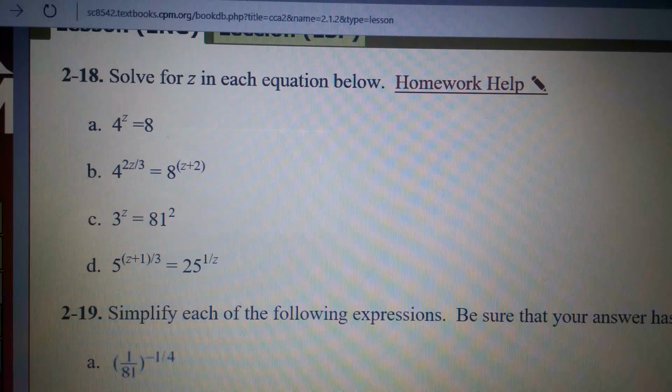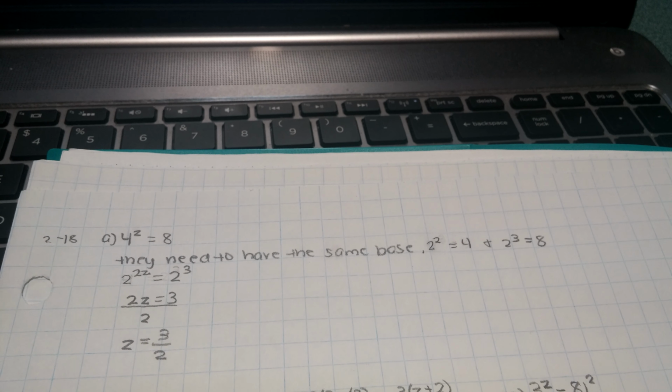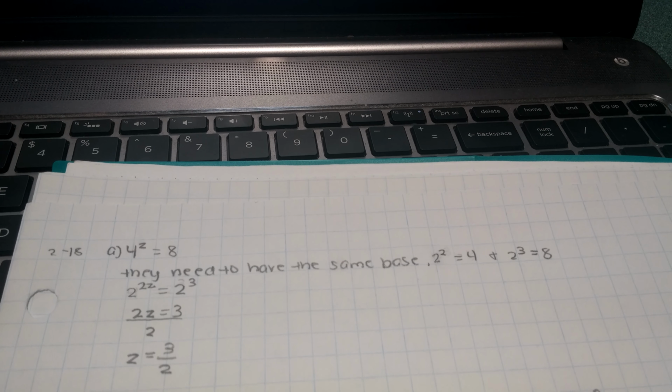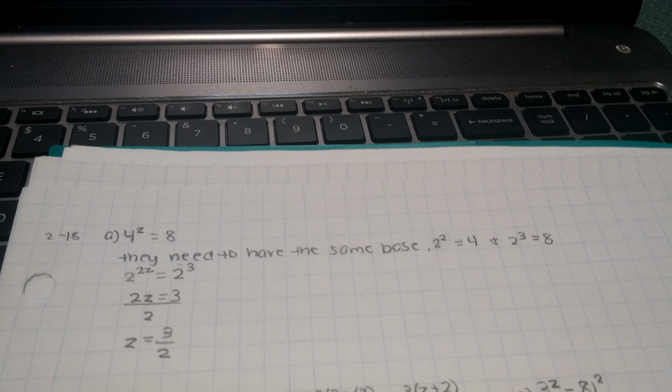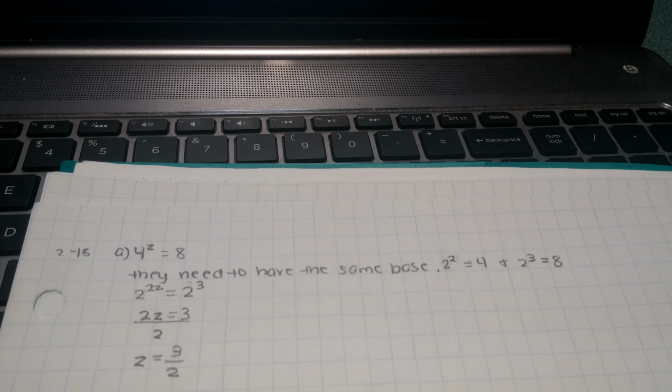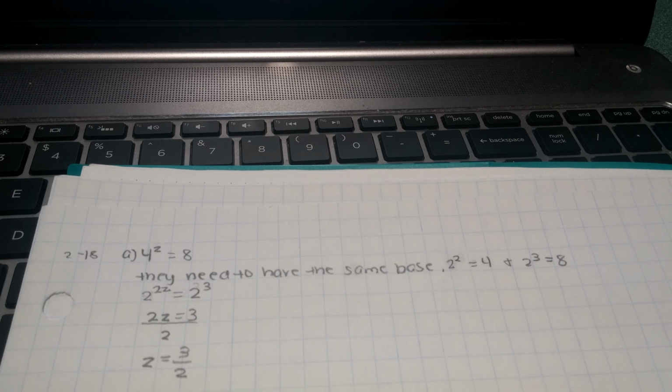218 says to solve for z in each equation below. A is 4 exponent z equals 8. And in order to solve this, both numbers need to have the same base, and 2 to the power of 2 equals 4, and 2 to the power of 3 equals 8. So then you get 2 to the power of 2z equals 2 to the power of 3.